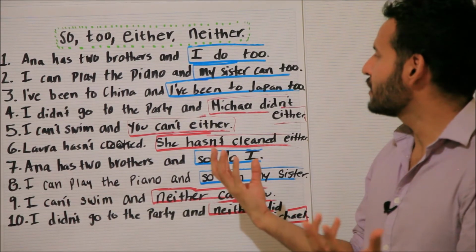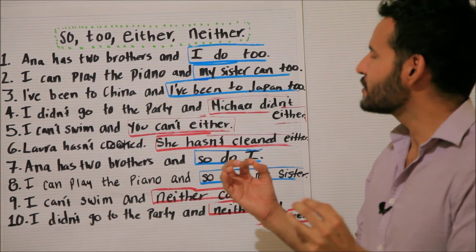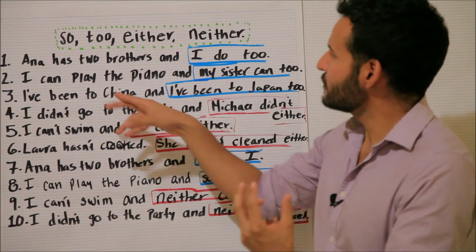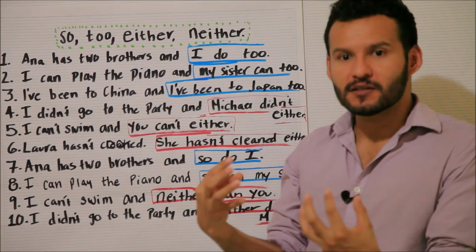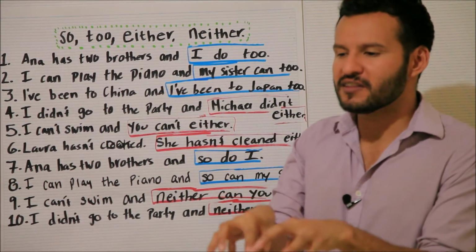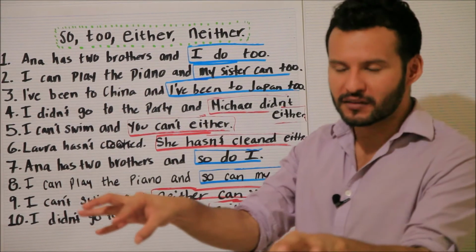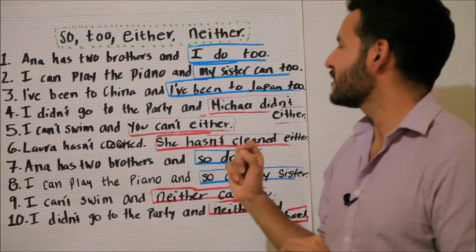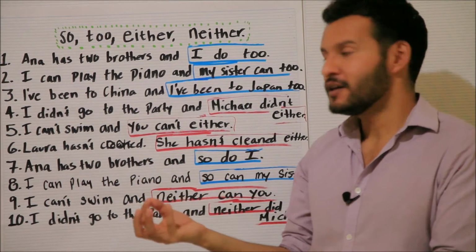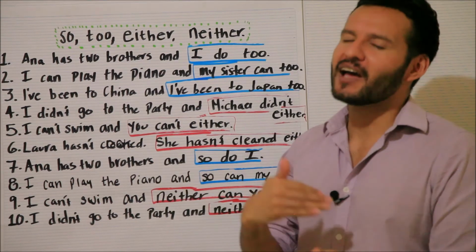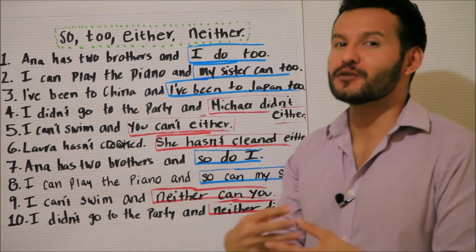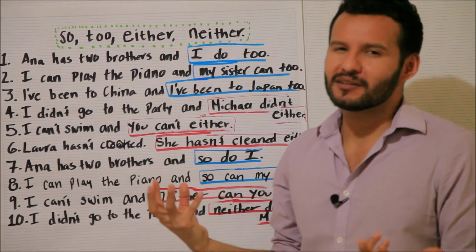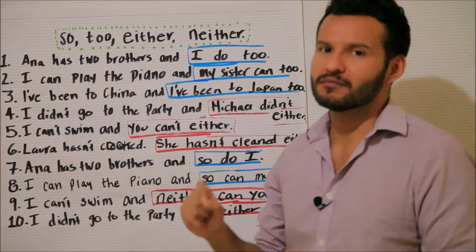And the other difference that we have to pay attention to is that here we can show similarities between two different subjects. We can show similarities between the same subject doing two different things. Here in number 3, the thing that is different is the object. When we use the word so, it has to be a similarity between two different subjects. So basically, sentence number 3, it wouldn't really be possible to use with so.